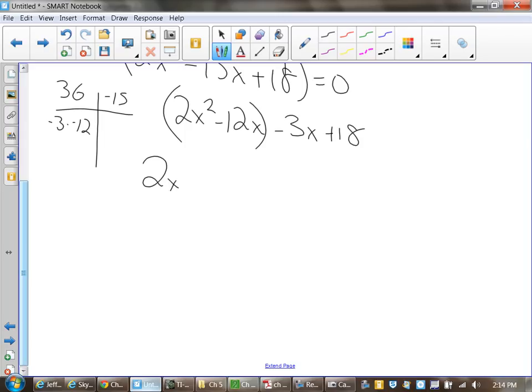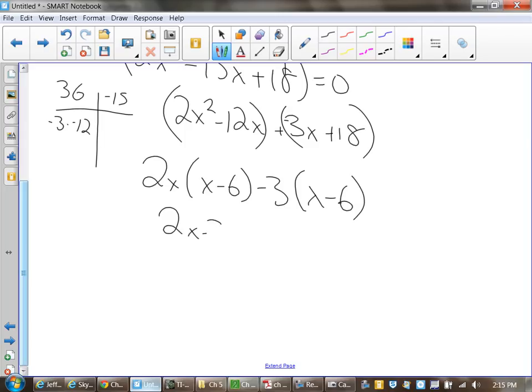Go by GCFs. Now when you have your zeros at this point, you have 3 halves and 6. Your zeros. That comes out the same way. And the quadratic formula will help you check your work.